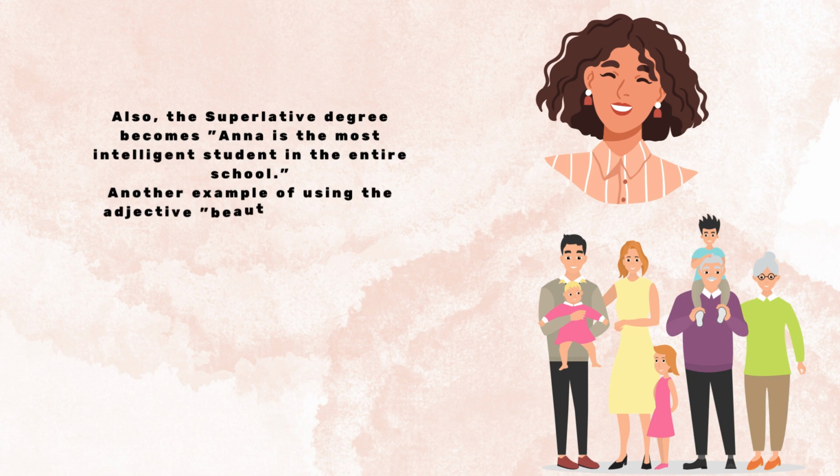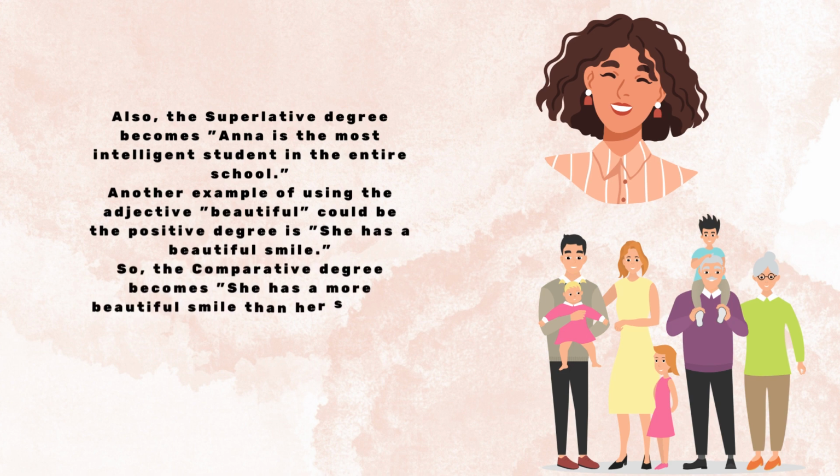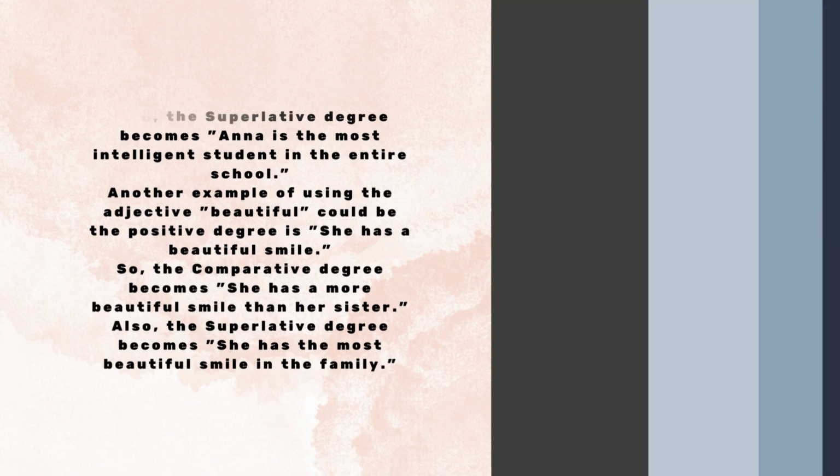Another example of using the adjective beautiful could be the positive degree is she has a beautiful smile. So, the comparative degree becomes she has a more beautiful smile than her sister. Also, the superlative degree becomes she has the most beautiful smile in the family.